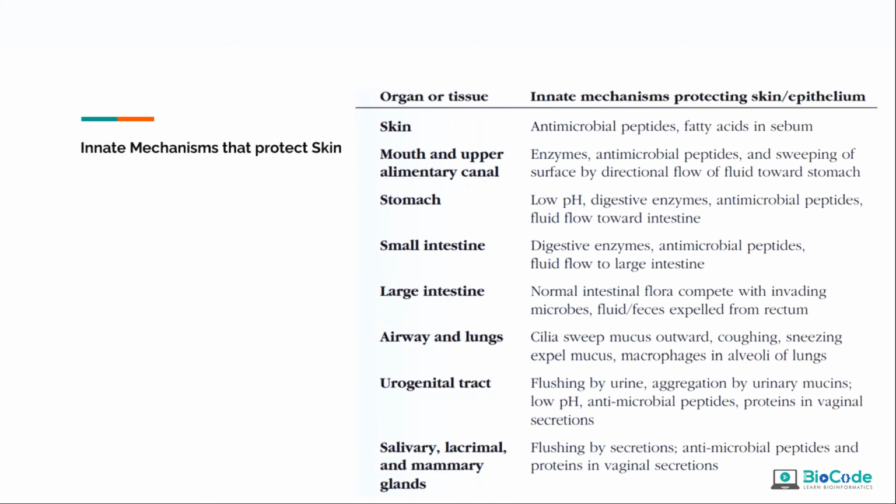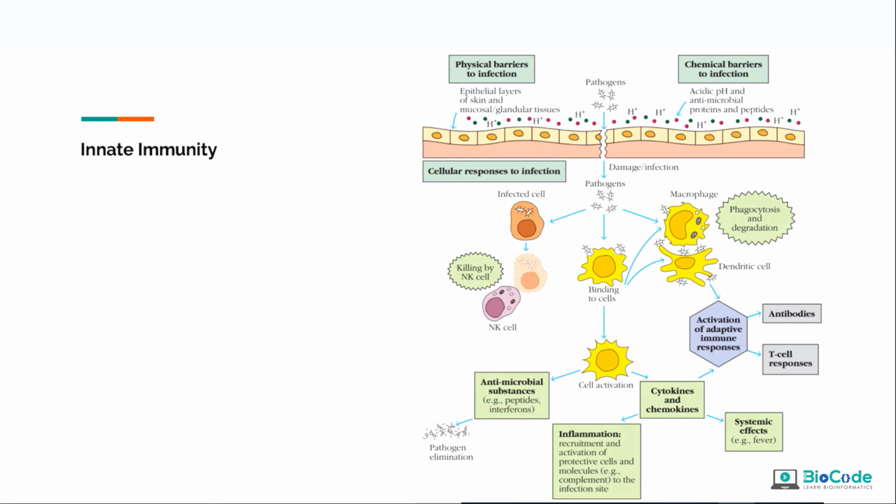Urogenital tract: the flushing by urine, aggregation by urinary mucin, low pH, and proteins in vaginal secretions all help. All of them are different mechanisms that prevent our body from getting infected. Similarly, salivary, lacrimal, and mammary glands all have a similar purpose. Innate immunity.